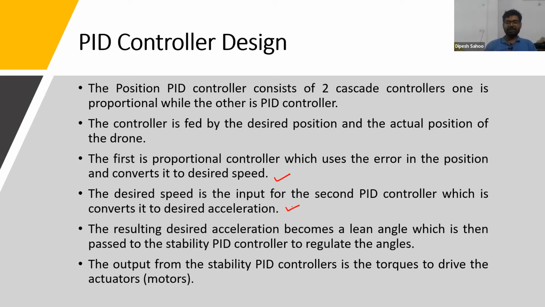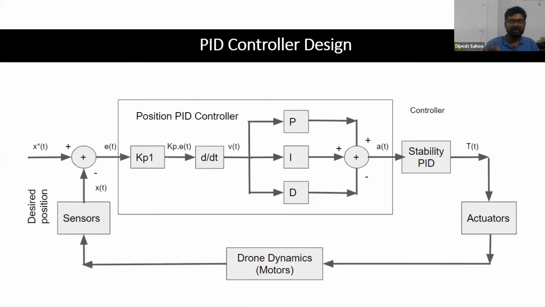So this is what I'm saying: if you provide a certain input to the PID controller, the PID controller acts on the input to provide the required output. Just like if you move the joystick very fast, the drone will not be moving at that speed. The PID controller will handle the input in such a way that the stability of the drone can be maintained. The resulting desired acceleration becomes a lean angle, which is then passed to the stability PID controller to regulate the angles.